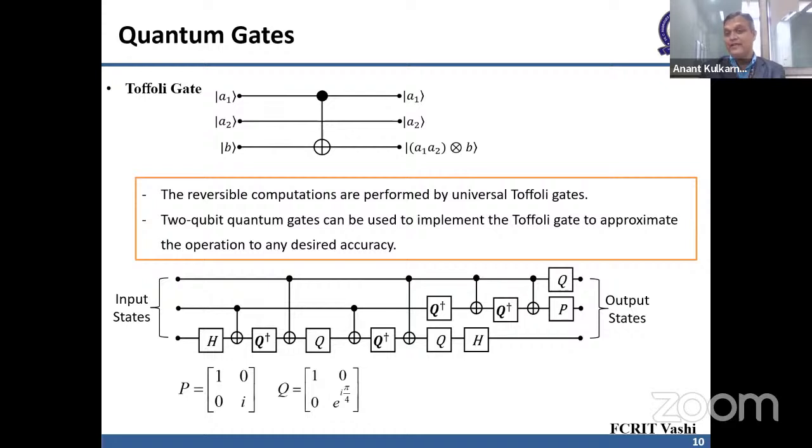Very rarely people work on this decomposition kind of a thing. They work at the algorithm level, but very few people work on this kind of a thing, right? So this is a decomposition of the Toffoli gate, which can be carried out with the help of CNOT gates and single qubit operations.